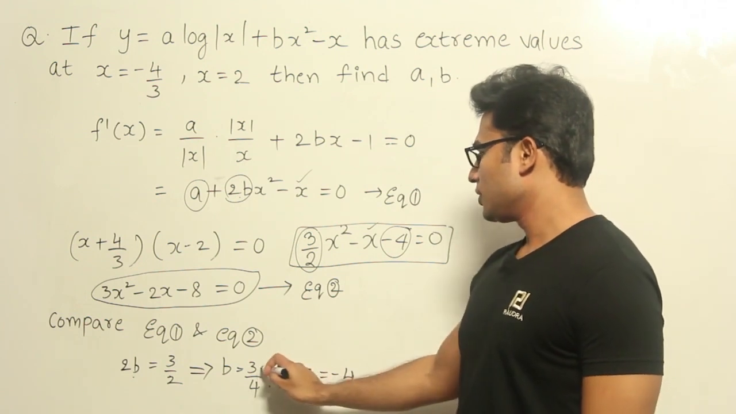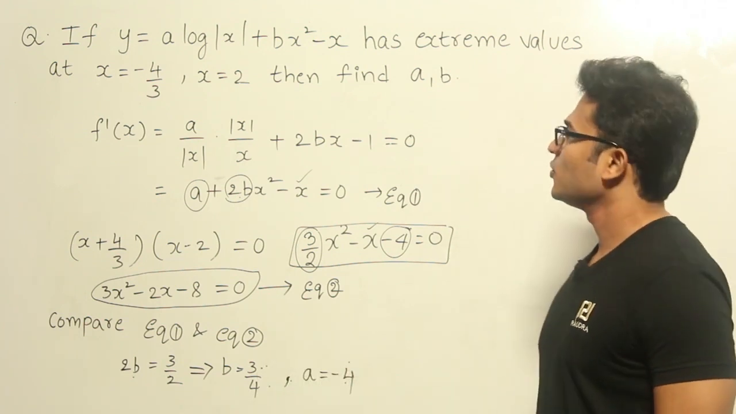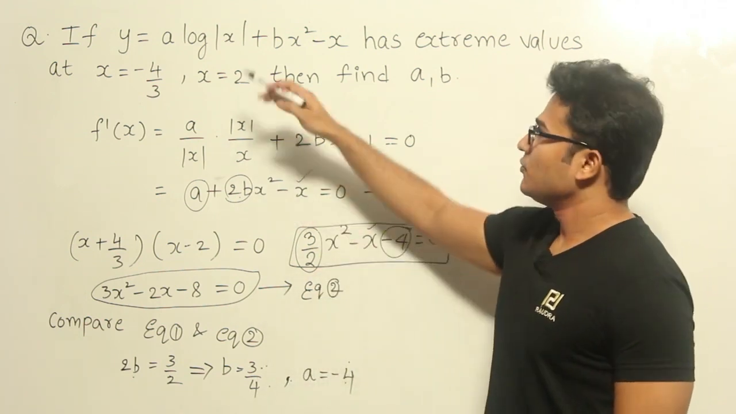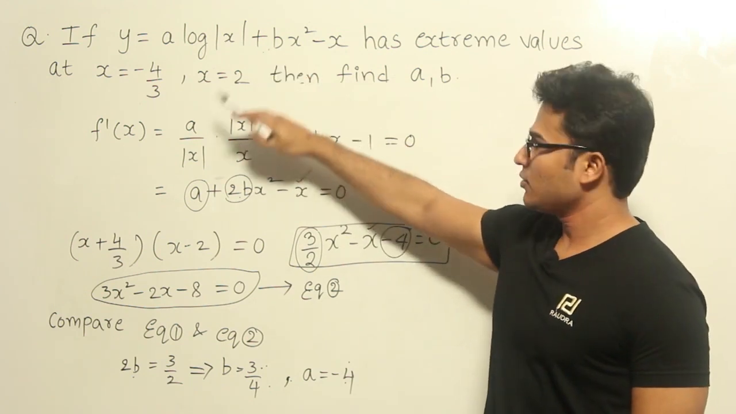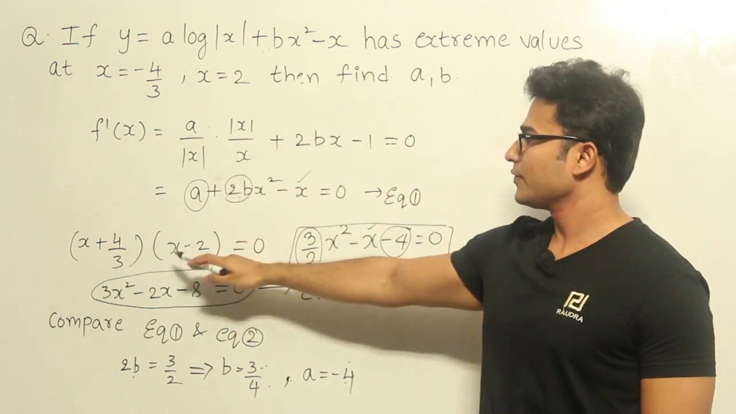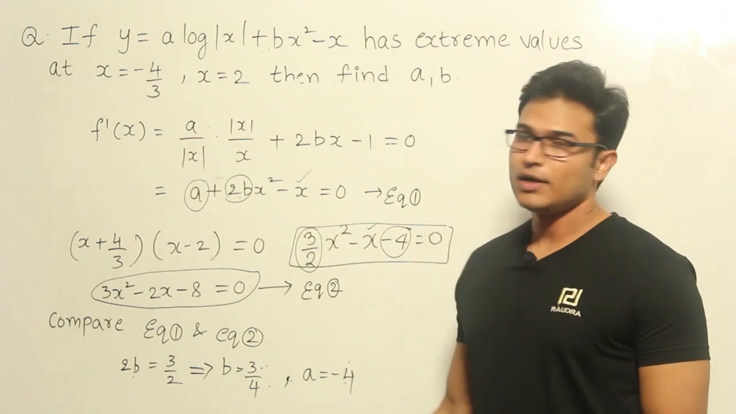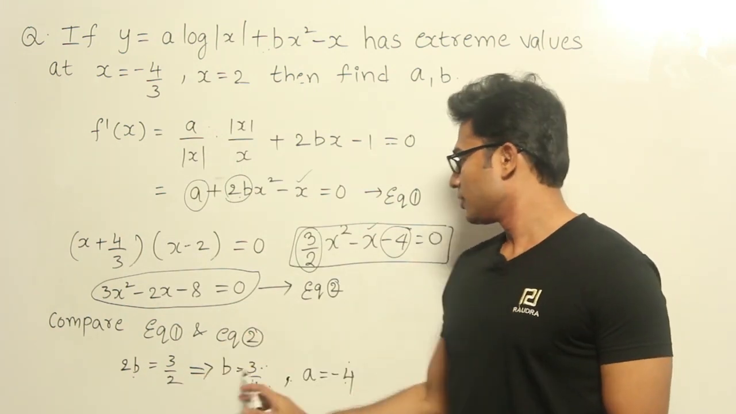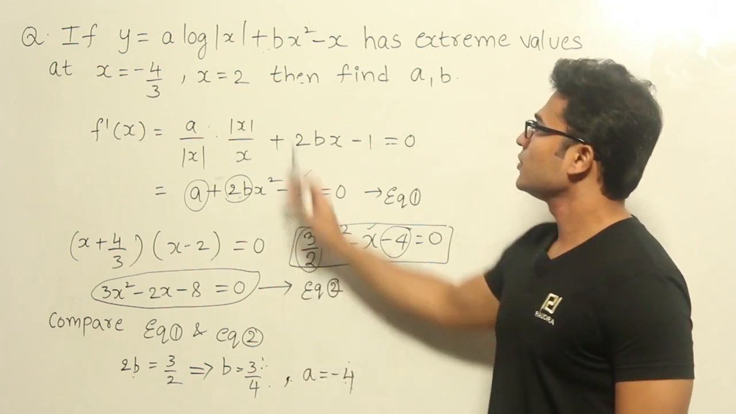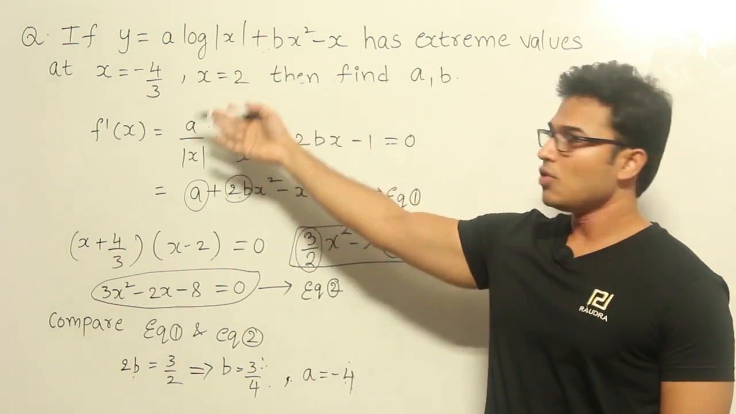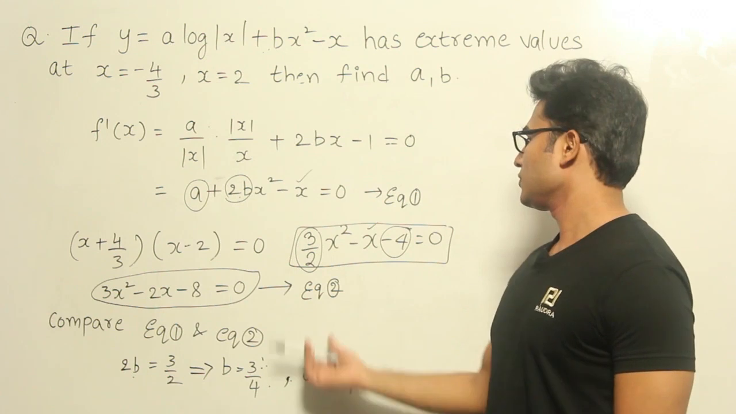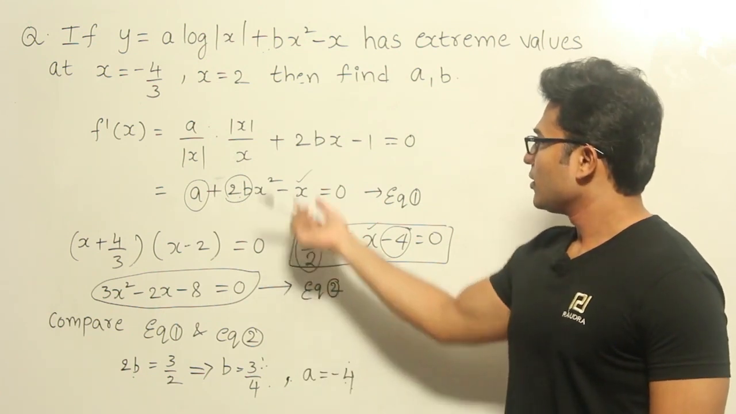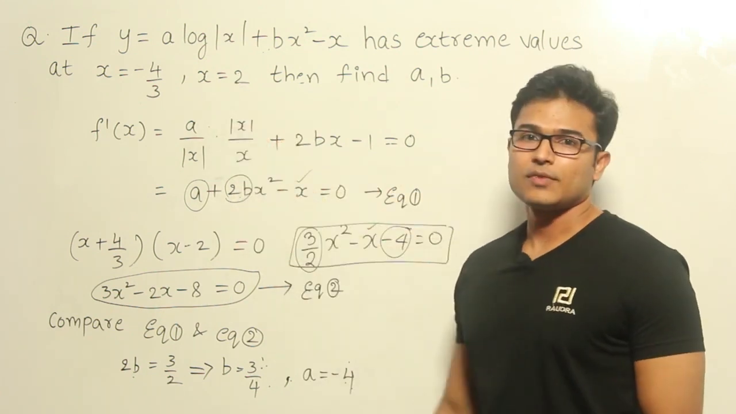So if b equal to 3 by 4 and a equal to minus 4, there is a chance that if you substitute it here and you find out f dash of x, you are going to get the same extreme values. You can test it if you want. Take b equal to 3 by 4 and a equal to minus 4 and substitute there. And if you go on finding out the extreme values, you are going to get these two, minus 4 by 3 and 2. Got it?